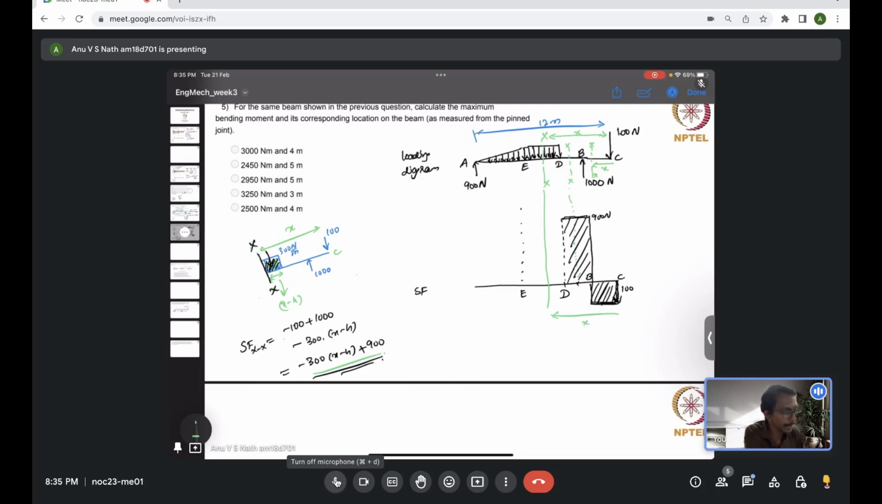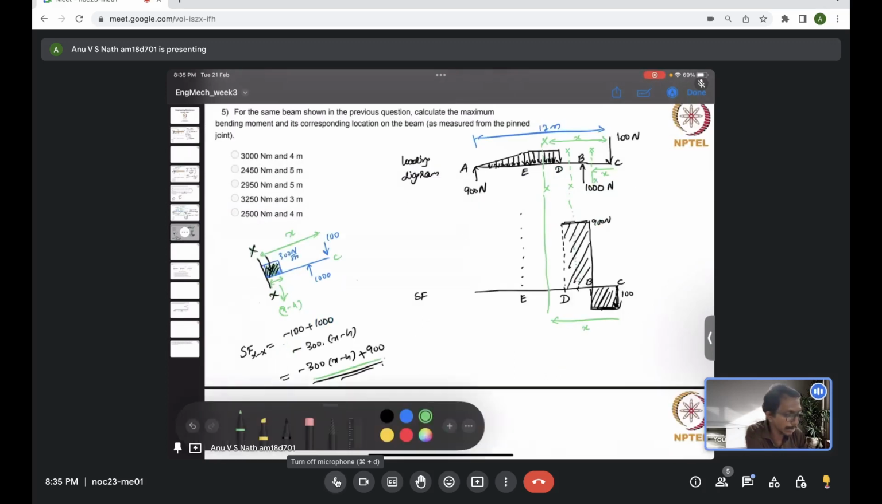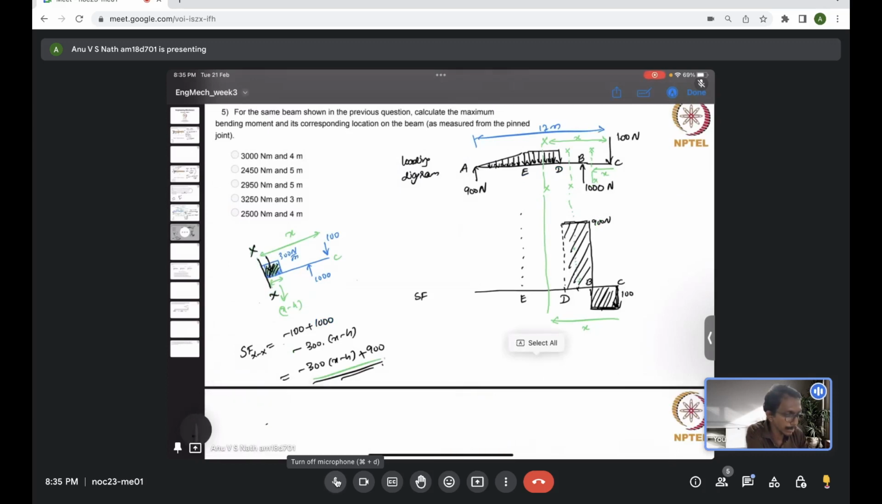When the section x-axis is drawn at a location, this is valid in between E and D. Okay, so let's say at location D, we want to know the value of the shear force. We can use this expression. What is the shear force at D, which is 900 minus 300 times x minus 4. Now x is for the location D measured from C, it is just 4 units, right?